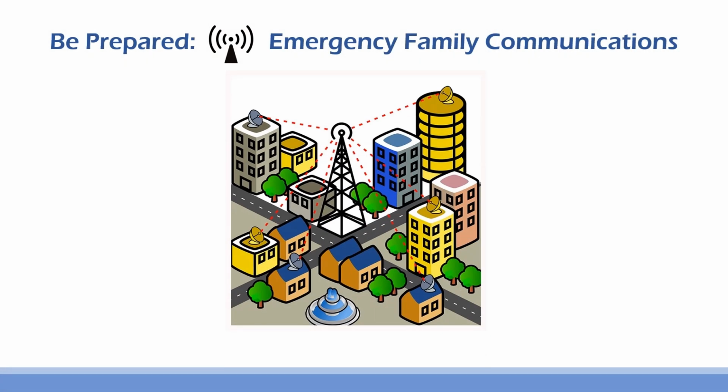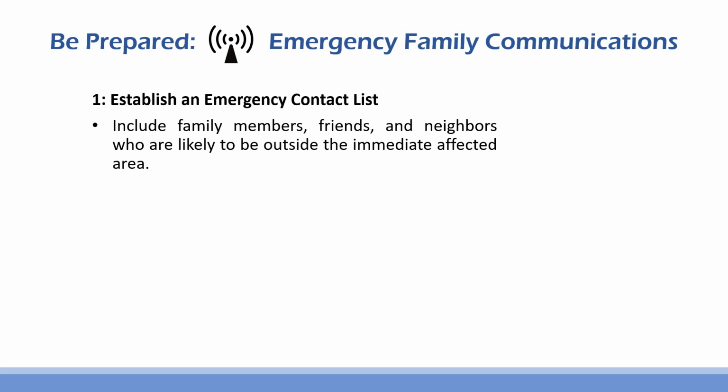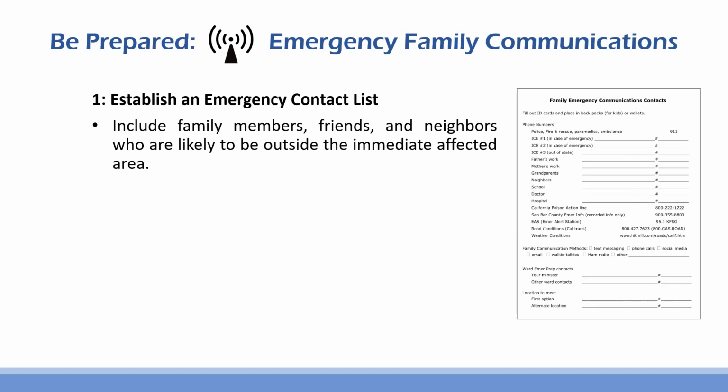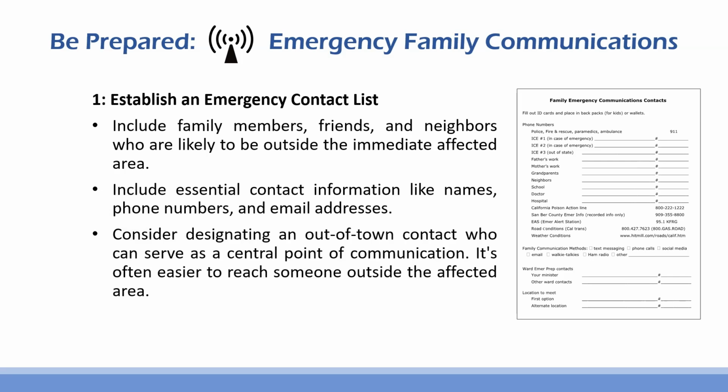Let's discuss a family communication plan. Establish an emergency contact list. Include family members, friends, and neighbors who are likely to be outside the immediate affected area. Include essential contact information like names, phone numbers, and email addresses. Consider designating an out-of-town contact who can serve as a central point of communication. It's often easier to reach someone outside the affected area.